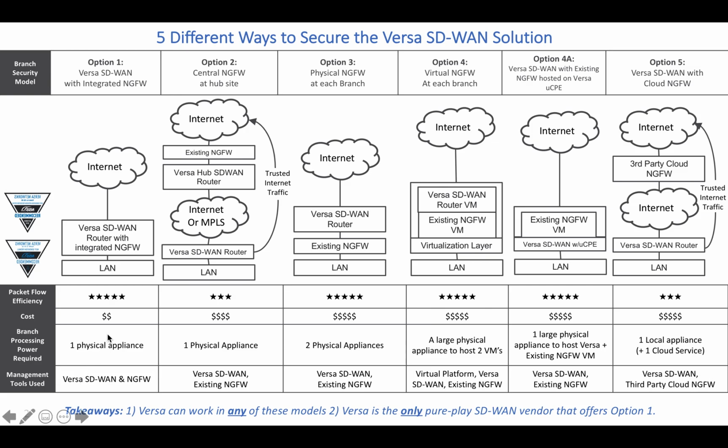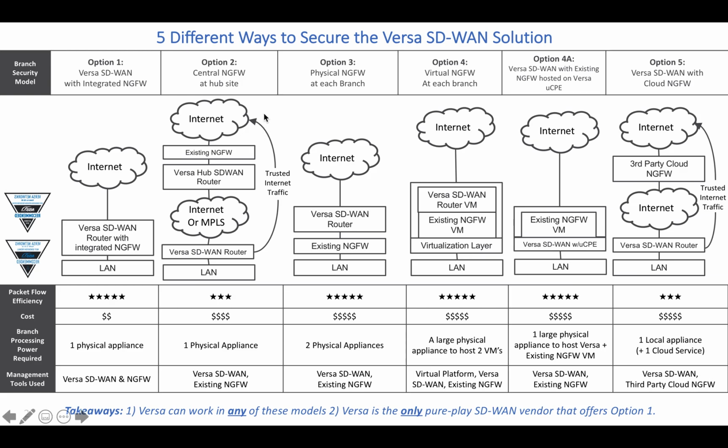This has a very efficient packet flow. Packets go from the site directly to the internet destination or back to a central data center. It's very cost effective because you have a single box and single subscription doing both SD-WAN and next-gen firewall. It's one physical appliance and it's all managed through a single pane of glass.